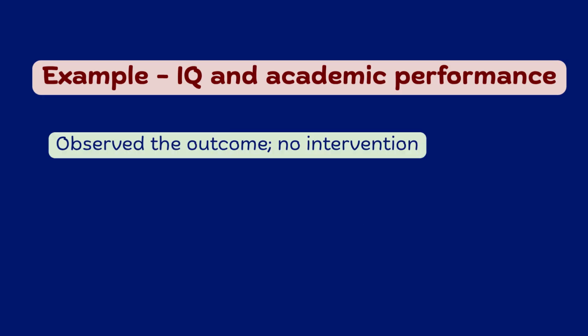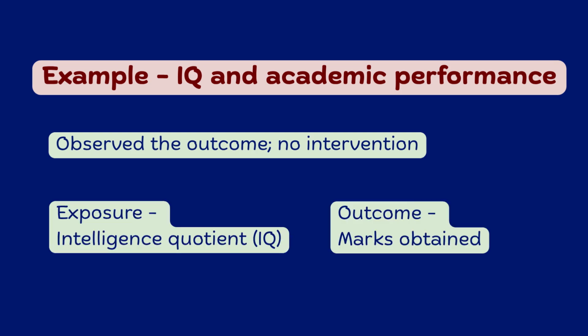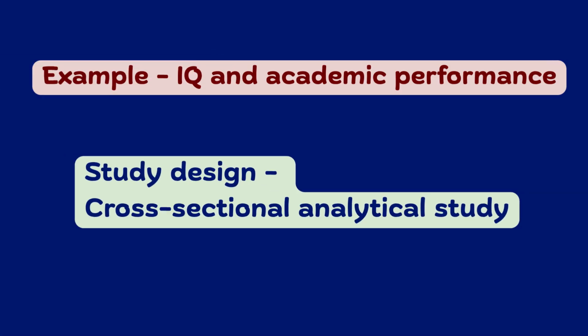This is an observational study as the researchers simply collected the necessary data and did not provide any intervention for the purpose of the study. Since the exposure and the outcome were measured at the same time, it is a cross sectional study, and since the association between exposure and outcome was evaluated, this is considered an analytical study. The study design was described as a cross sectional analytical study.